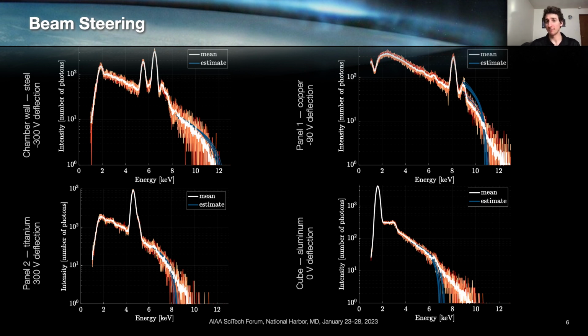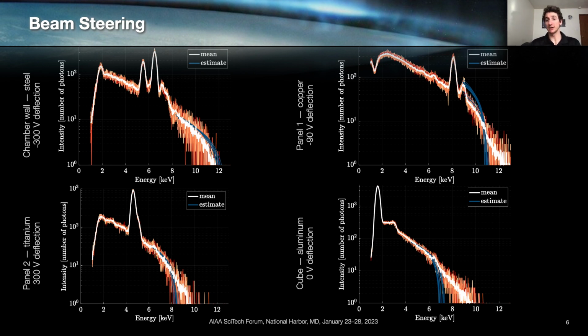And if we deflect the beam a little less to the right, so for example, for negative 90 volts on the deflection grid, then we will hit the copper panel, and the copper panel is charged to negative 1000 volts.